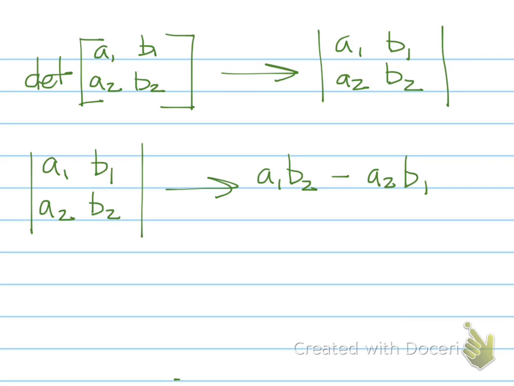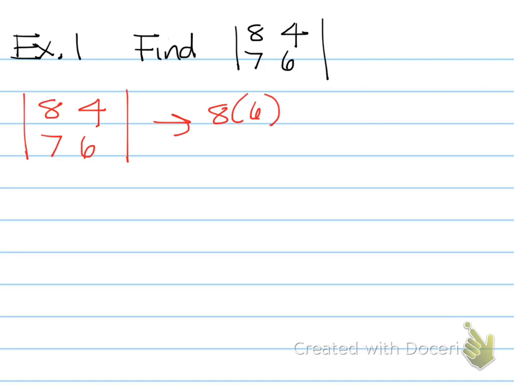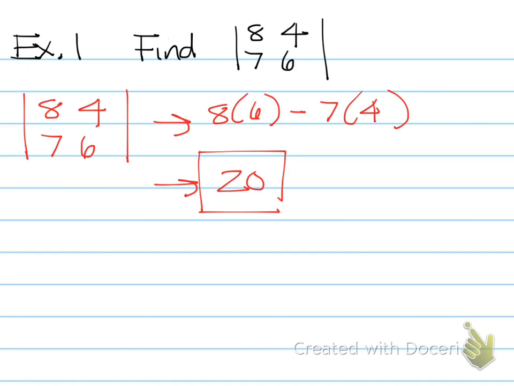So to find the value of the determinant, you multiply the value in the top left times the value in the bottom right, and then subtract the product of the value in the bottom left and the value in the top right. For example, if we're trying to find the determinant of 8, 4, 7, 6, we would multiply 8 times 6 and then subtract 7 times 4. When we do that, we get 20.